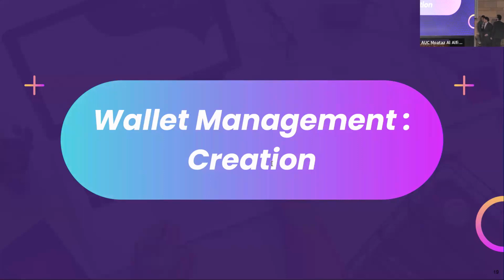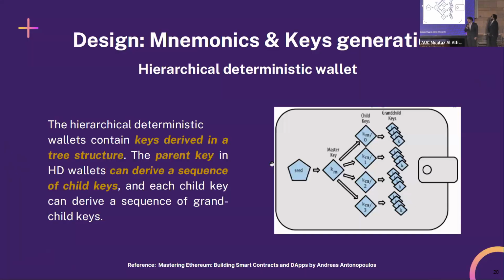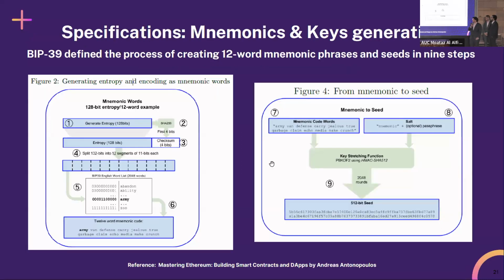Okay, so starting with the creation of mnemonics and keys generation, our design is a hierarchical deterministic wallet, which has a tree-like structure with only one seed that can be used to derive a sequence of key pairs on the different chains. So to achieve this, we need a specification. We followed Bitcoin Improvement Proposal 39, which specified a 9-step process, starting by identifying 132-bit entropy.